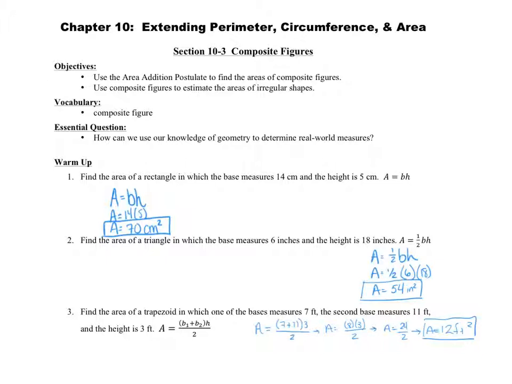So the number 1 warm-up problem is 70 centimeters squared. Number 2 is 54 inches squared. And number 3 is 12 feet squared.